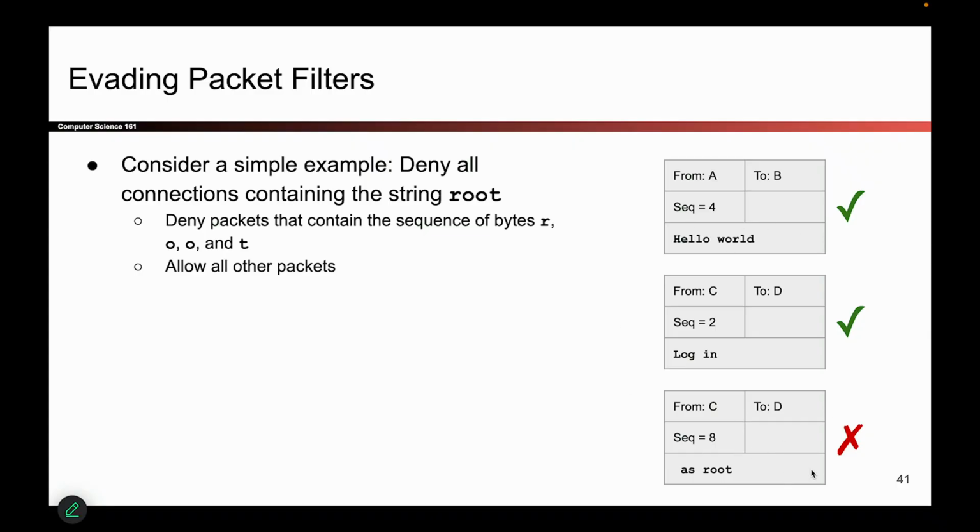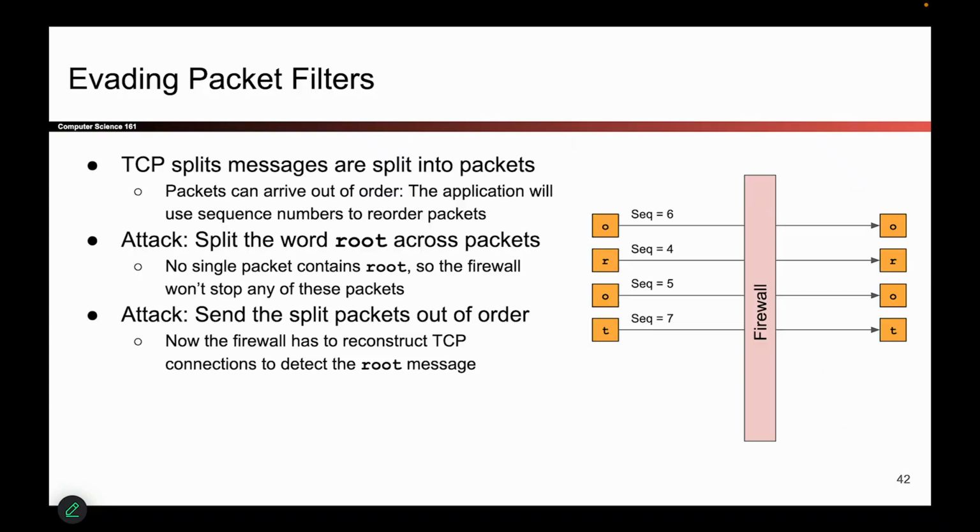So now start to think like an attacker. If this is what the firewall is doing, what could the attacker do to get around this firewall? Remember, all that it's doing is looking at each packet statelessly, checking for the word root, and dropping if it sees that word. So you can try and brainstorm, pause if you want to, think about what's about to happen. So here's one possible idea for how the attacker can get around this firewall.